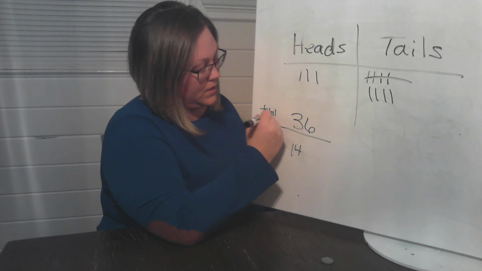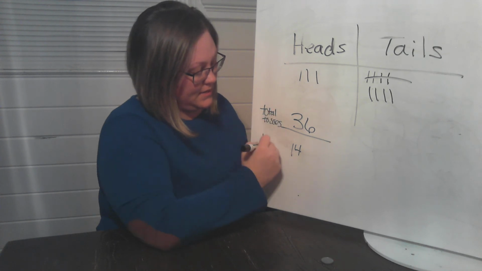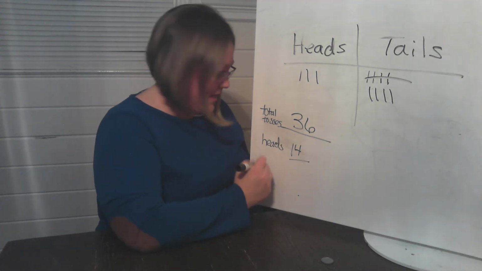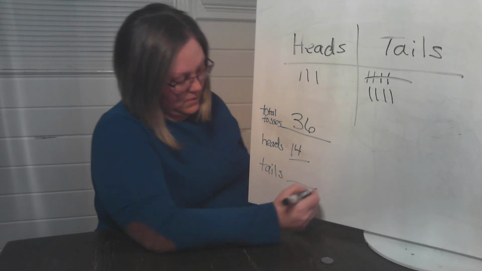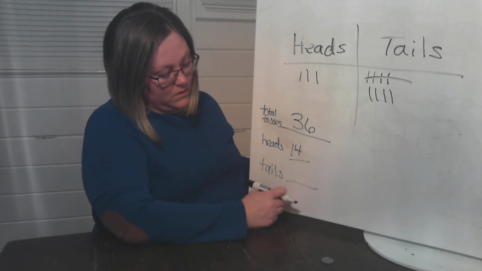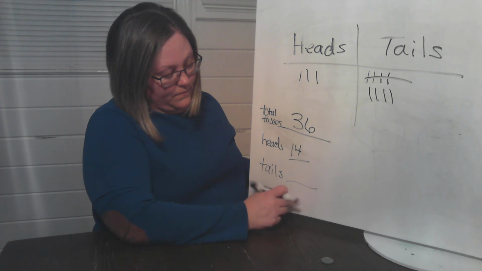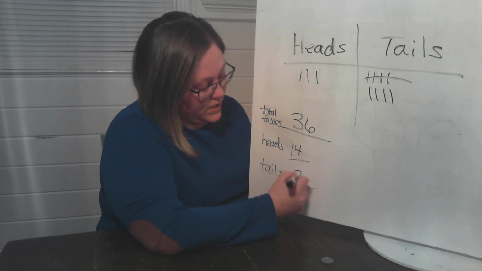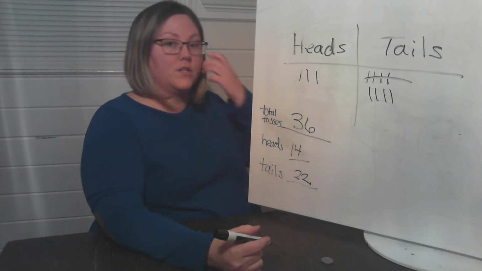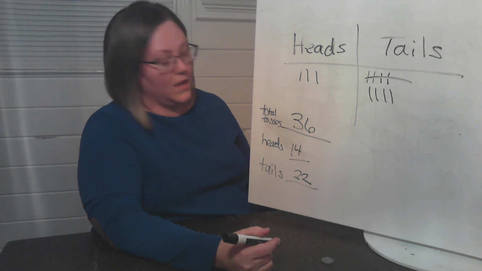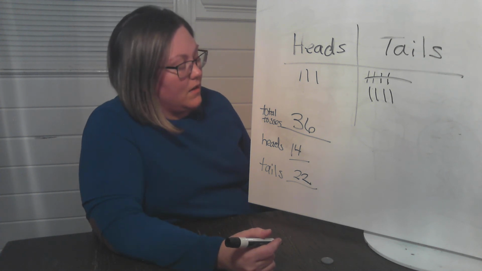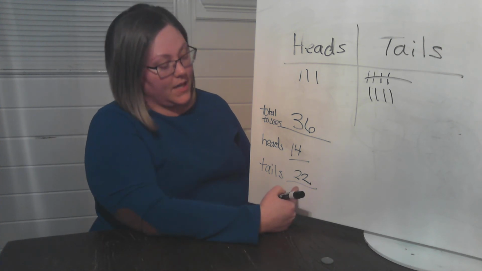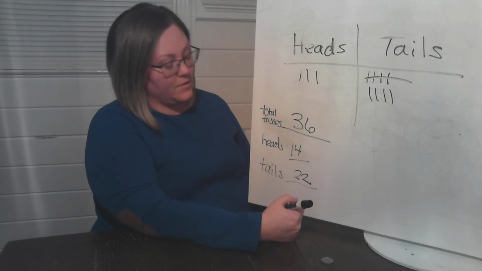Total tosses, heads, and then tails. Well, we know it has to equal 36, so we would just know that it was 22, but we could still survey them to make sure, and that would add up to our total. Which one won, class? Tails was significantly higher. Yep, that's right.